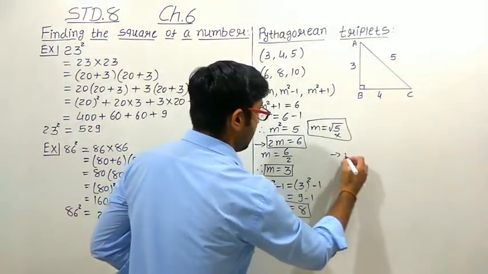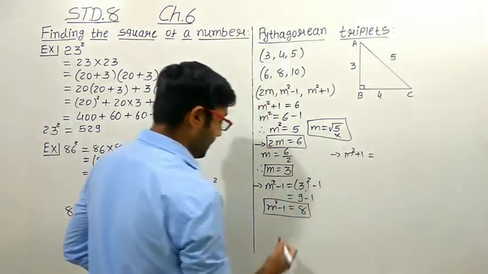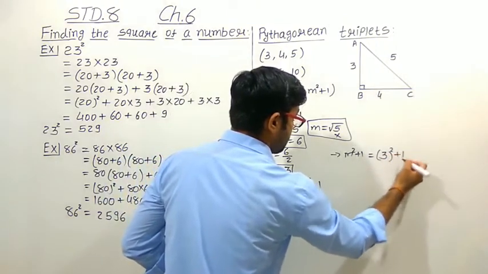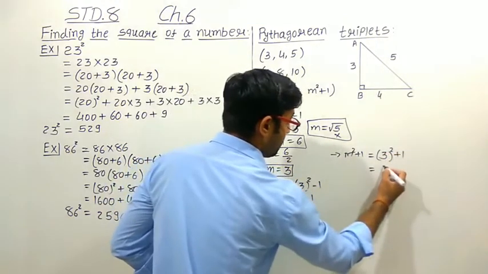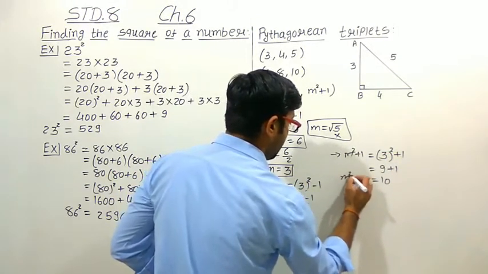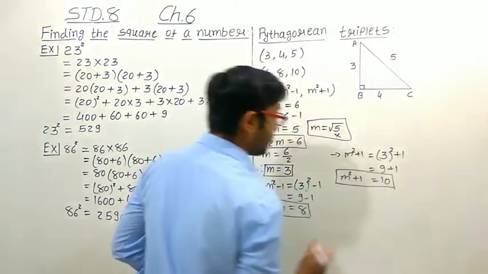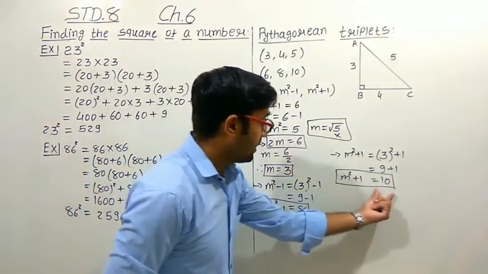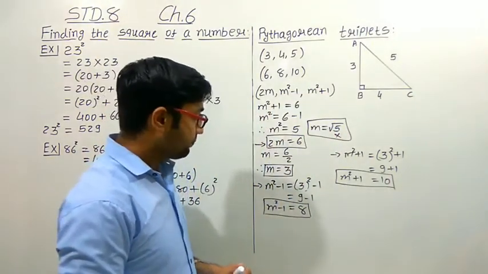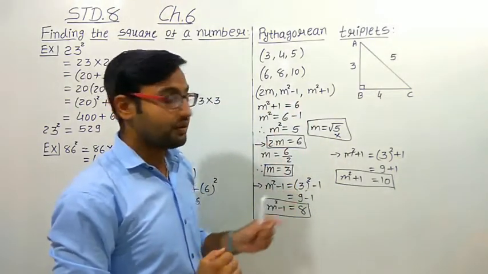Now find the value of m square plus 1. Put the value of m, here 3. So we get 3 square plus 1. 3 square is 9. 9 plus 1 equals 10. So here the value of m square plus 1 is equal to 10. And that is the third member of the Pythagorean triplet. So this is the general form of the Pythagorean triplet.